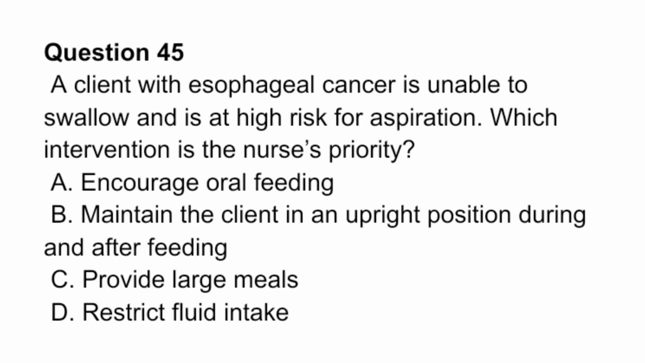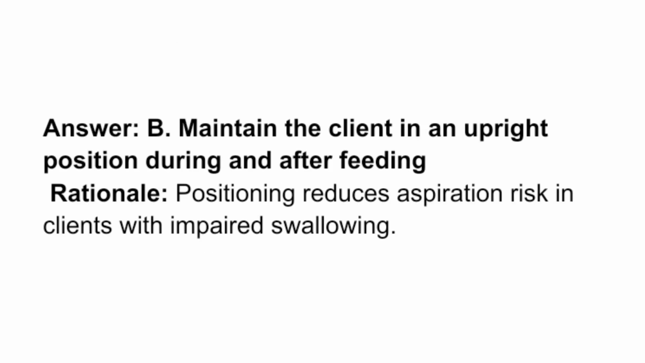Question 45. A client with esophageal cancer is unable to swallow and is at high risk for aspiration. Which intervention is the nurse's priority? A. Encourage oral feeding. B. Maintain the client in an upright position during and after feeding. C. Provide large meals. D. Restrict fluid intake. Answer. B. Maintain the client in an upright position during and after feeding. Rationale. Positioning reduces aspiration risk in clients with impaired swallowing.